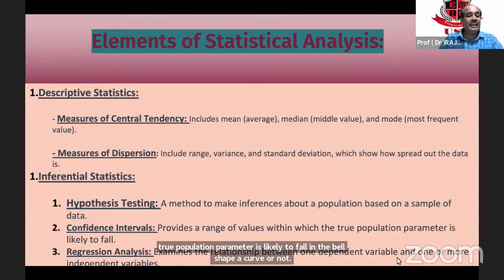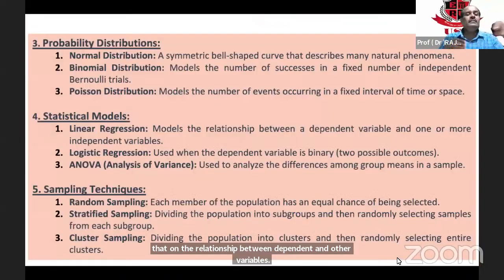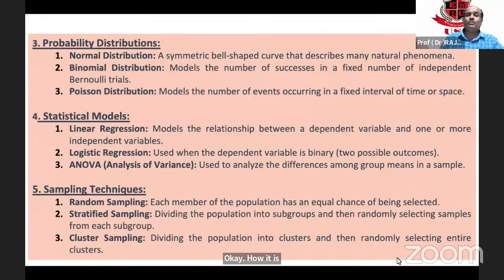Next is the regression analysis. We get to know the relationship between the dependent and other variables, how it is related. Next, probability distributions, like the normal distribution, which is a bell-shaped curve. Binomial distribution means a fixed number of independent trials, whether it follows Bernoulli trials or not. Next is the Poisson distribution. It models the number of events occurring in a fixed interval of time or space. This can also be done.